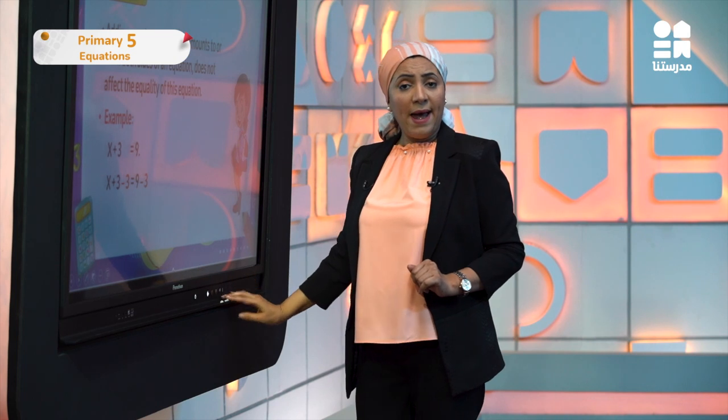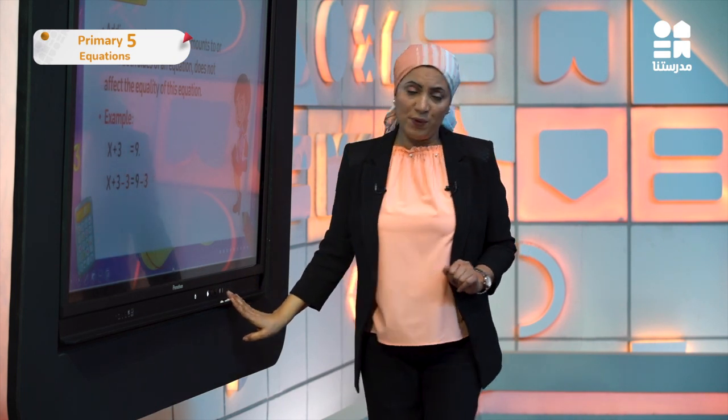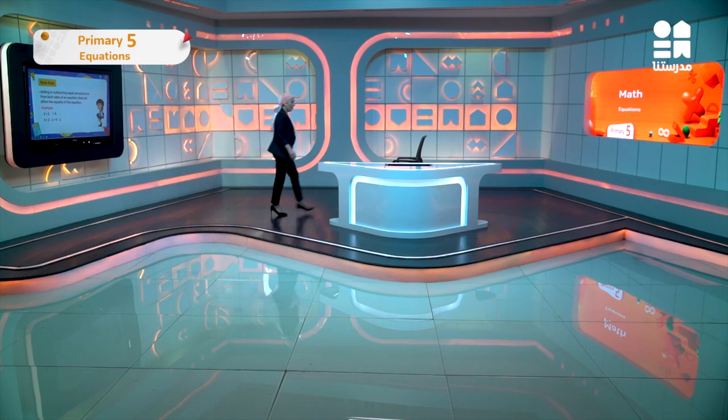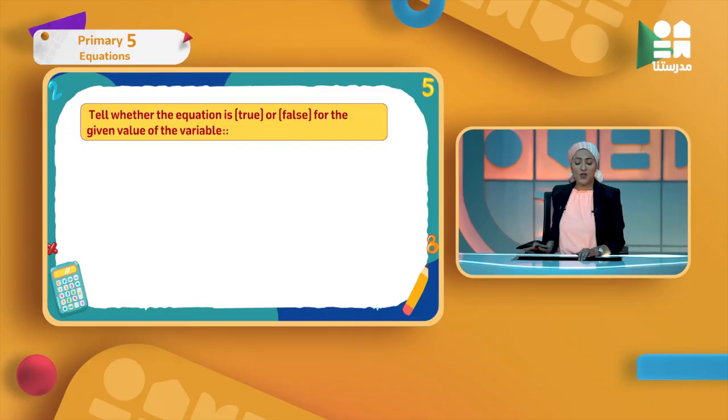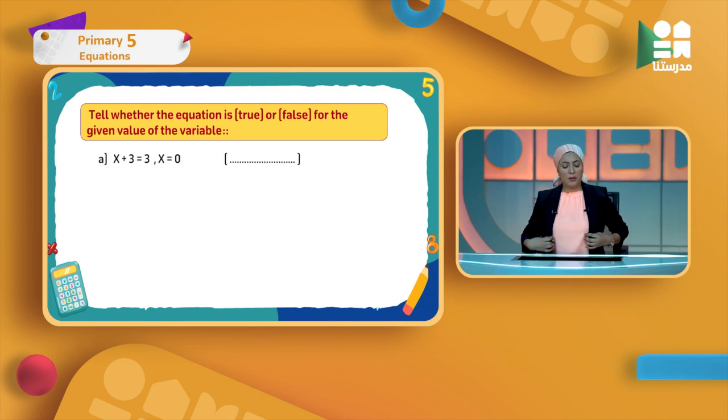Now let's go back and practice. Let's take some examples. Okay, here. Tell whether the equation is true or false for the given value of the variable. The first one, x plus 3 equals 3. Then x equals 0. أنا عايز أتأكد الإجابة بتاعتي x equals 0 دي صح ولا غلط. فالأول هجيب ال value of x عشان أقدر أحدد إذا كانت ال statement دي true or false.